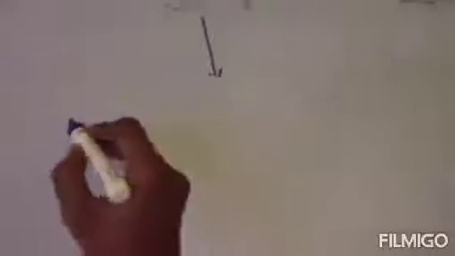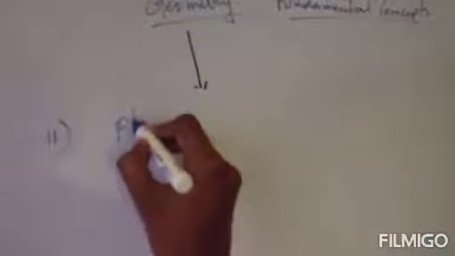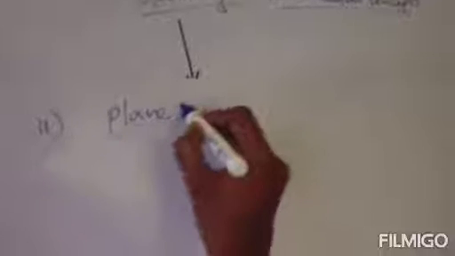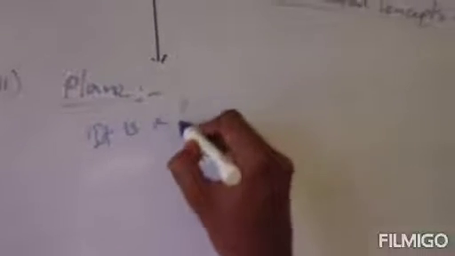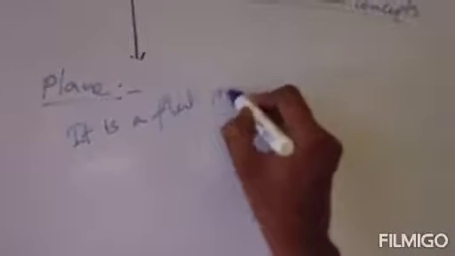Number two figure, that is plane. So what is a plane? A plane is actually a flat surface. Plane is actually a flat surface. It is a flat surface.